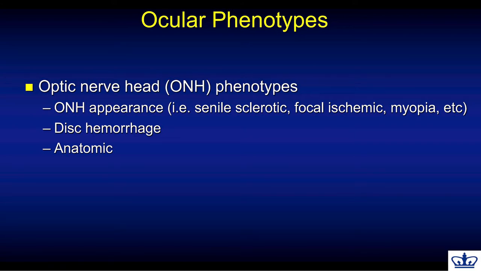We see those as the optic nerve appearance. This is related perhaps to myopia or focal ischemic events near the optic disc or senile sclerotic disc appearances, but also the disc hemorrhage I showed you earlier. And then, of course, there are other anatomic features that make the disc susceptible to damage.